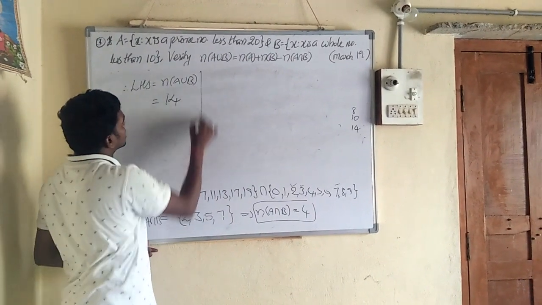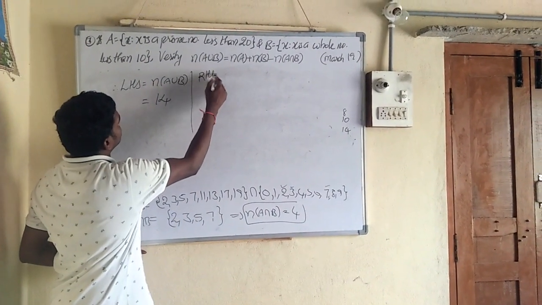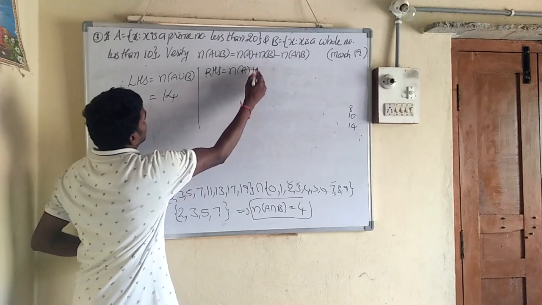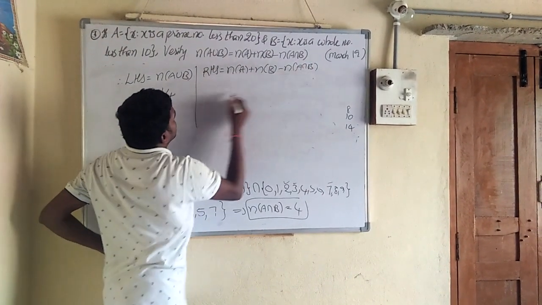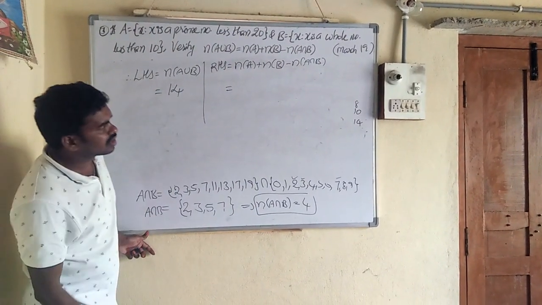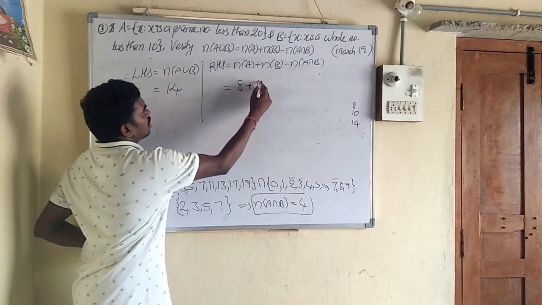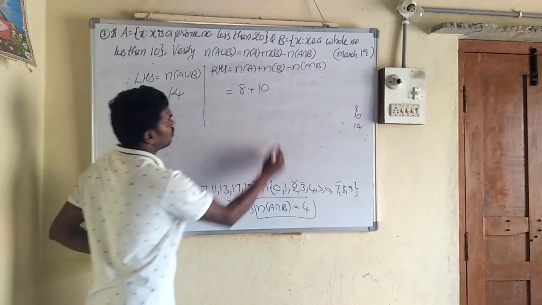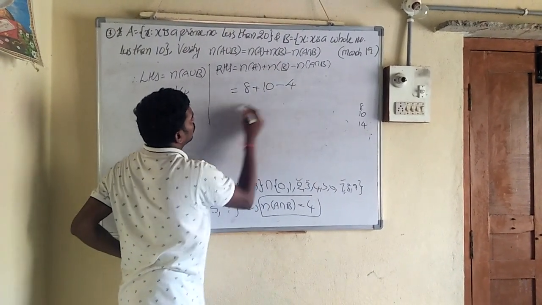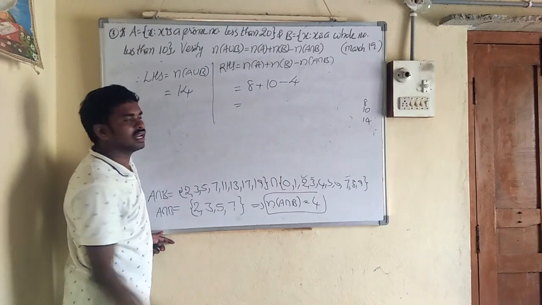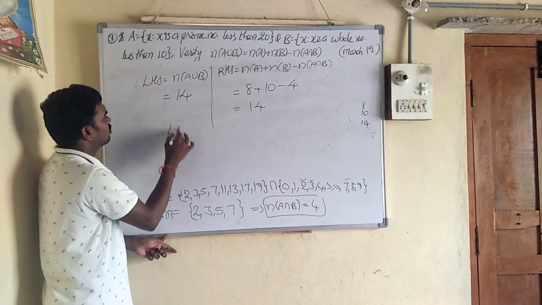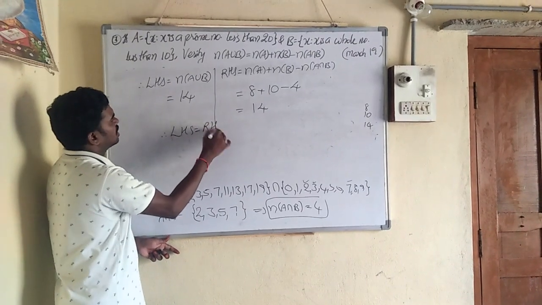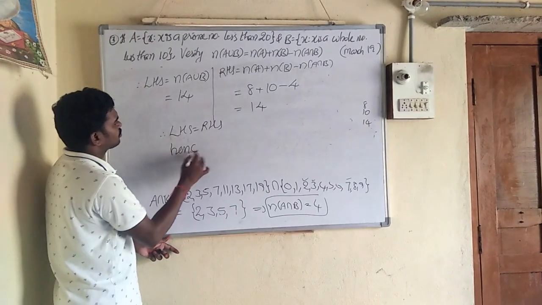And then RHS. What is RHS? N of A plus N of B minus N of A intersection B. So N of A we got 8, N of B we got 10, N of A intersection B is 4. Minus 4: 8 plus 10 is 18, 18 minus 4 is 14. So we got LHS and RHS. Therefore, LHS is equal to RHS. Hence proved.